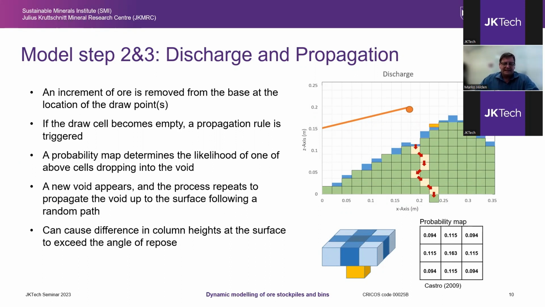One way to do this is to say that the probability is proportional to the inverse distance between the cell center points, as used by Castro. And if we make this assumption, we get this probability map describing that probability. Once that cell has been selected to drop into the void cell, it creates a new void in the layer above, and we simply repeat this rule until the void reaches the surface of the pile. And this creates this random zigzag path. Again, at the end of the process, the surface of the pile is potentially unstable with respect to the angle of repose.